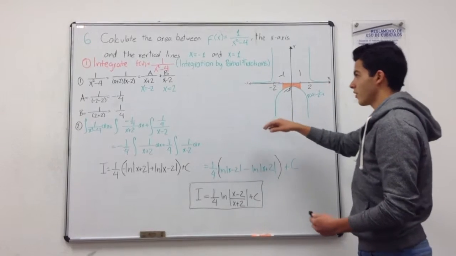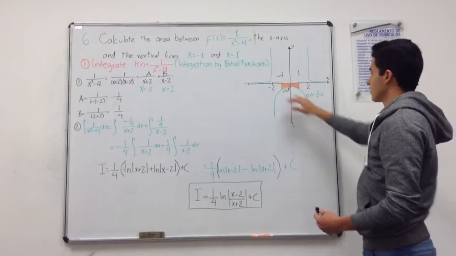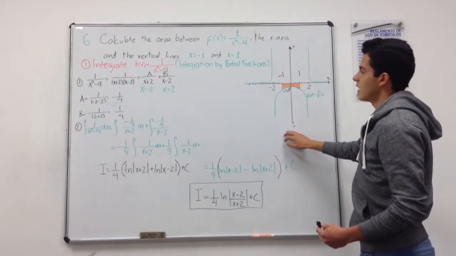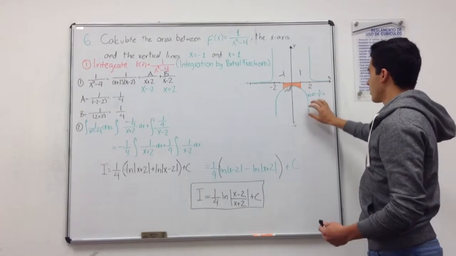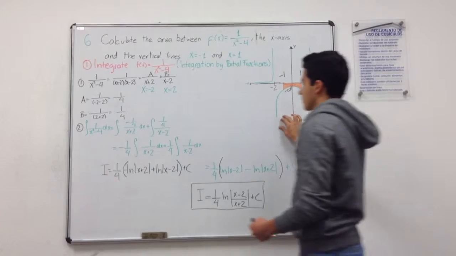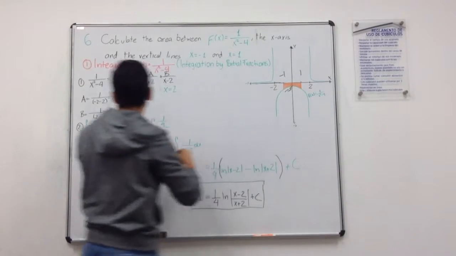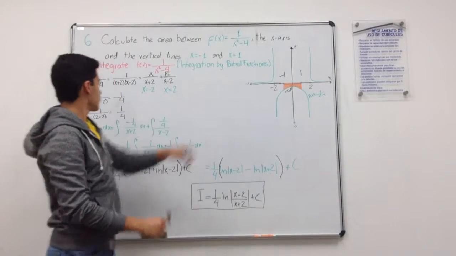The problem is to calculate the area between f(x) = 1 over x squared minus 4, the x-axis, and the vertical lines x = -1 and x = 1. So we have to find specifically this area between the graph and the x-axis. First we have to integrate, by integration with partial fractions.